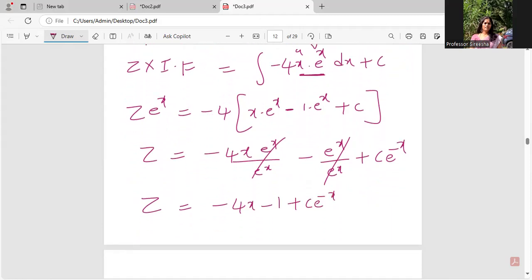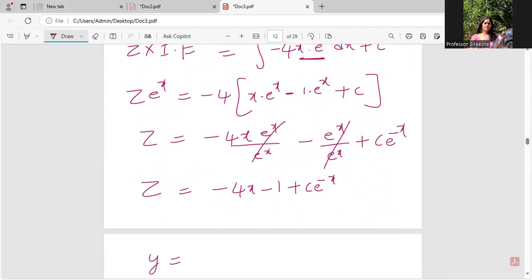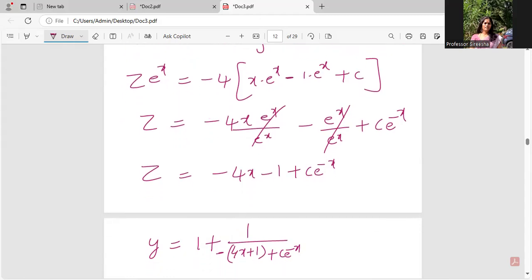So how do I write the solutions for Riccati? That's very important. V is given to me as 1. 1 by z value is what? 4x plus 1. I can take out a minus common as well, guys. Minus I can take it out. Plus c e power minus x. This is how I will write the solution.